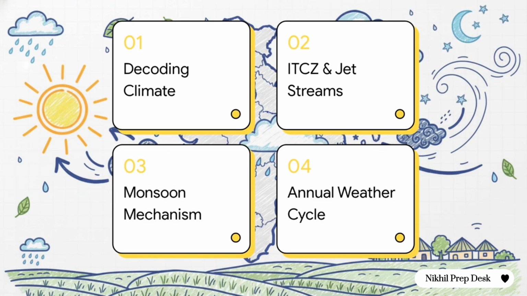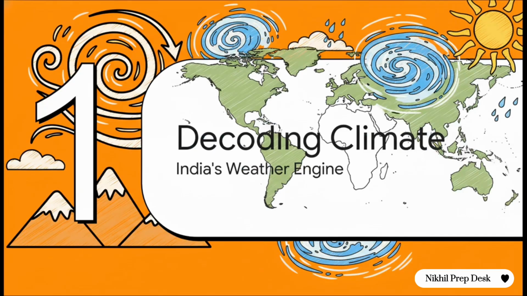All right, here's our roadmap for today. First, we'll start with decoding India's climate, then we'll move into the ITCZ and jet streams. After that, we'll cover the monsoon mechanism explained, and finally, we'll wrap up with India's annual weather cycle. Okay, Section 1. Decoding India's climate.